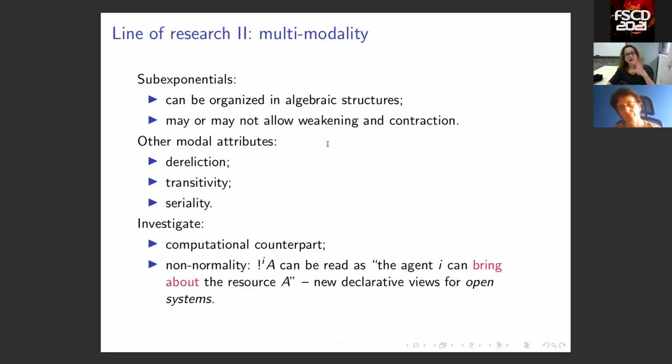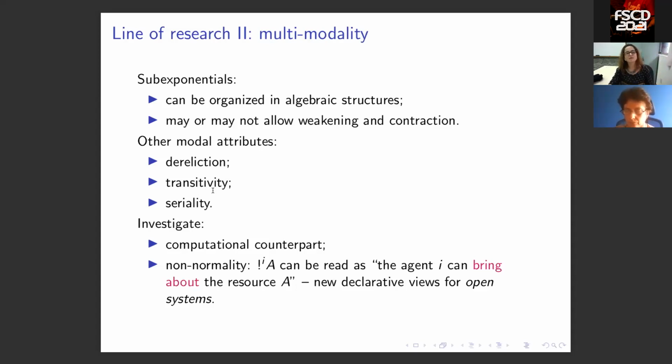Take a look at the modalities themselves, or the multimodalities themselves. When we talk about sub-exponentials, all we can talk about is how they organize in algebraic structures, and whether or not they allow weakening and contraction, and that's it, okay? But with Bjorn, we did something else. We also studied things like, what if it doesn't have reflexivity, for example, or it doesn't have idempotency of bang, so that would be transitivity, for example. And if it doesn't have seriality, that would be bang implies question mark, for example. So you may or may not have these features as well, other than weakening and contraction, and on top of this, you can organize them in different algebraic structures.